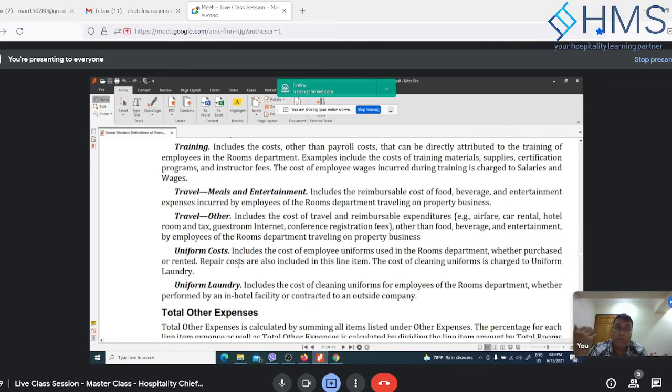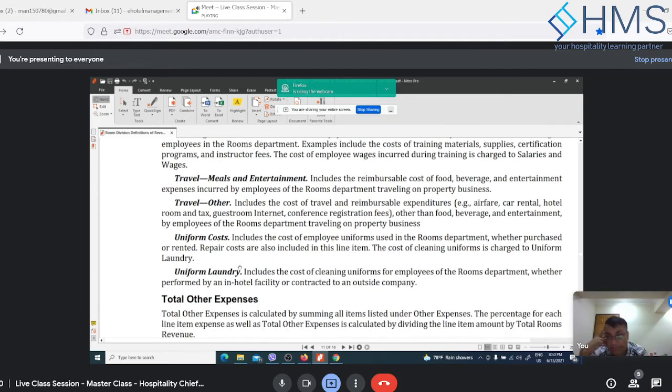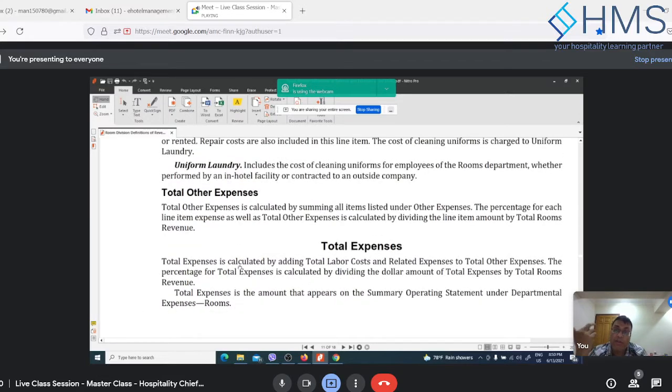Then you have uniforms. Uniforms is the cost of uniform and the cleaning of uniform. So uniform laundry and uniform cost. The uniform cost usually is the allocation which we discussed last time, that you sometimes buy the uniform and amortize over a period of 12 months or 24 months or however. And the renting cost of the uniform and repair cost of the uniform will also be part of your uniform cost. Sometimes you pay design fees, right? So that cost also will be part of your uniform costs allocated to the rooms department. So that's the expenses for the rooms department.